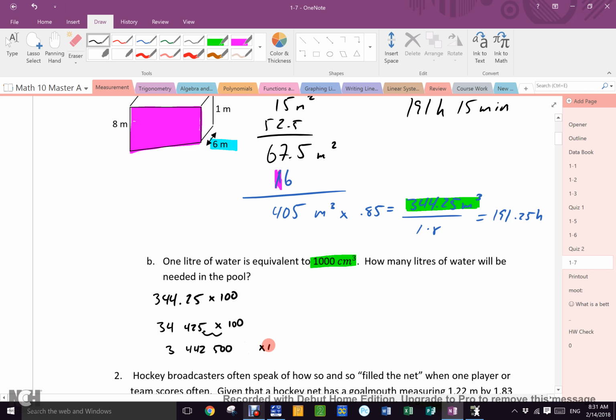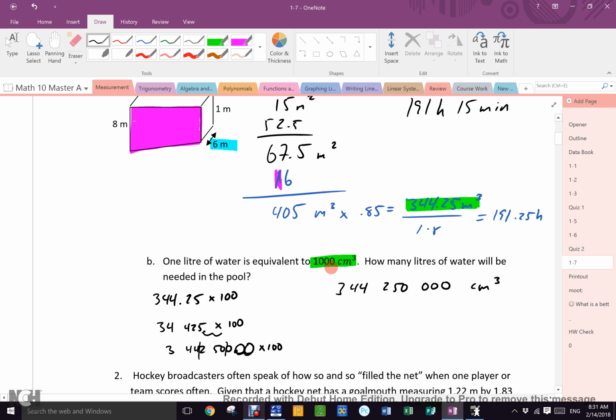I've got to do it a third time. What do I do with that decimal? Move it twice. And what do I put in the spaces? Zeros. So now I've got 344,250,000 centimeters cubed.